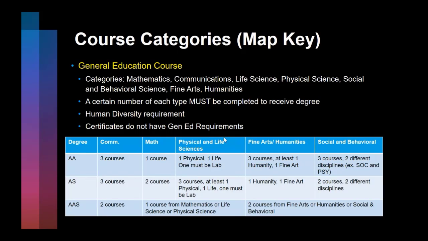So the new program maps. Right now in the catalog, if you look at any degree program, it's going to have the name of the class and the number of credits. And that's sort of it. It just has that listed out, a lot of them semester by semester. Some of them just pick from this list.